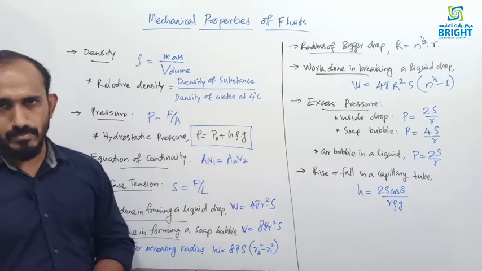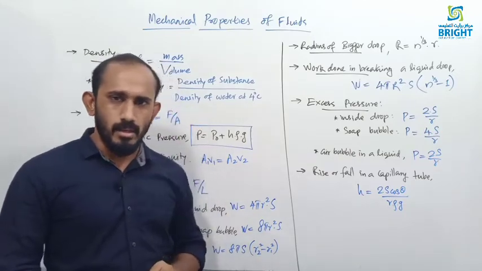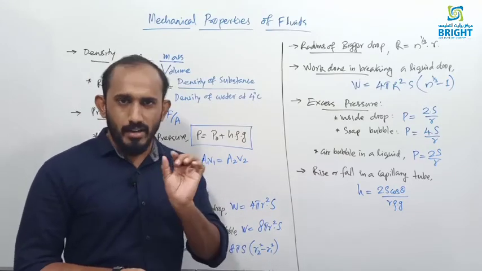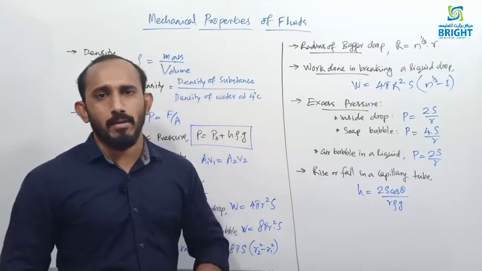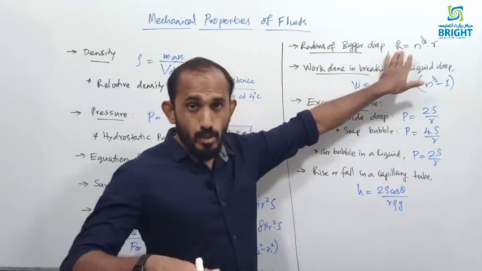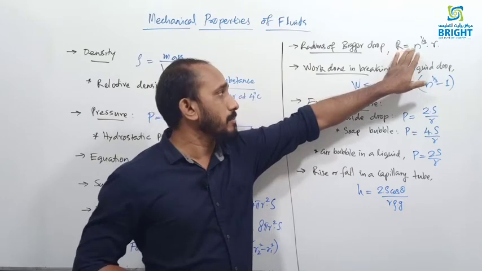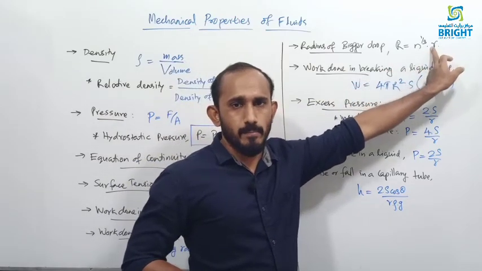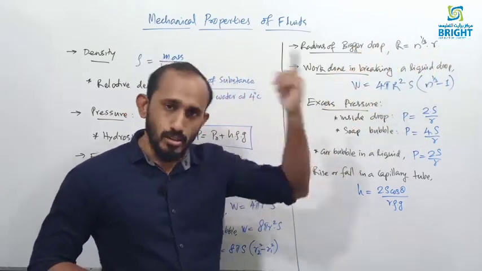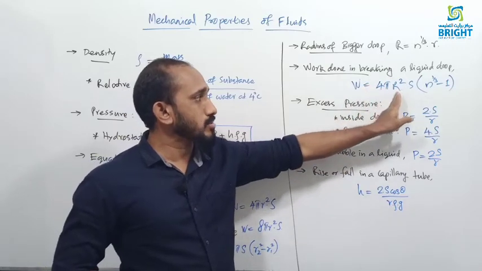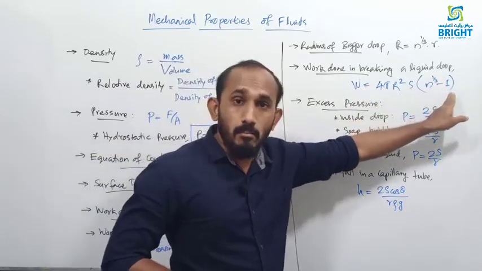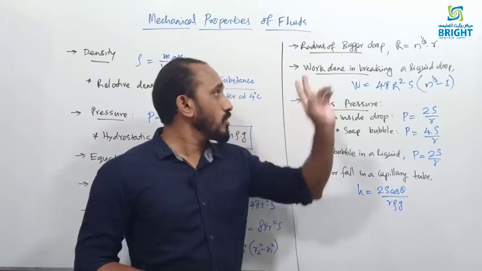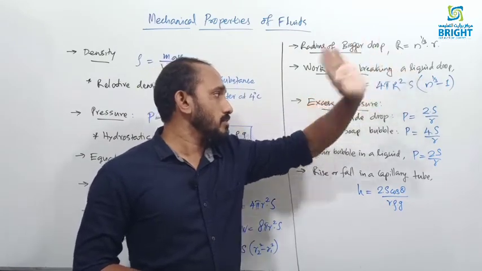Now suppose there are many small drops and you combine them to form a bigger drop. Suppose there are n small drops of radius r, and you combine them to form a bigger drop of radius R. Then the new radius of the bigger drop is given by n power 1 by 3 into r. You have to use the cube root of n into the small radius r. Then the work done in breaking that bigger liquid drop will be equal to 4 pi r square S into n power 1 by 3 minus 1. So this is the radius of the new drop, and while breaking, this will be the case.